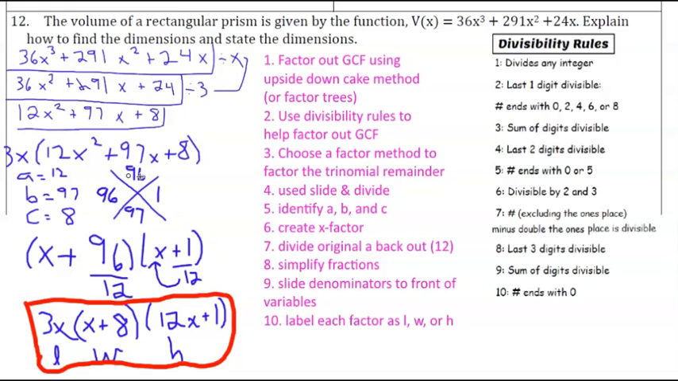Step 3, we chose a factor method to factor this remaining trinomial inside. We used the slide divide method. Identify A, B, and C, and then for slide divide, you divide by your A value at the end and slide it to the front of the x, to the front of the variable. And then the last step, we just label each of our factors with one of the dimensions: length, width, and height.